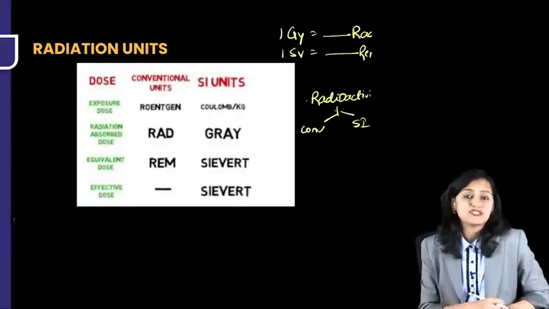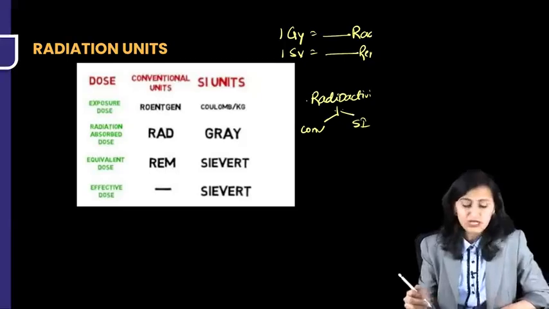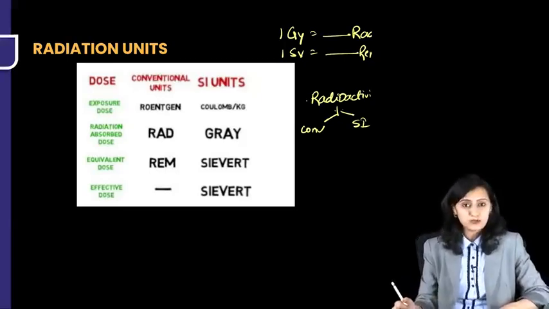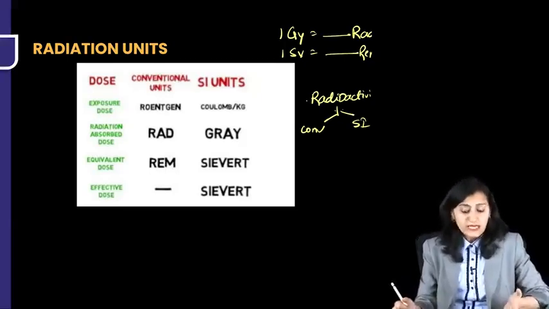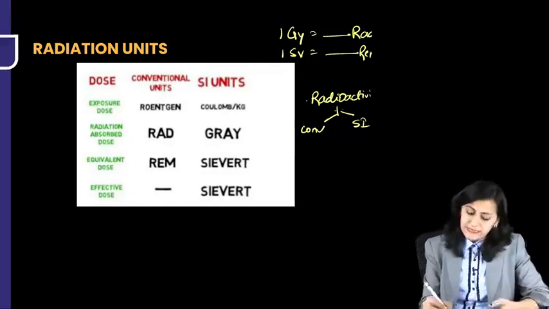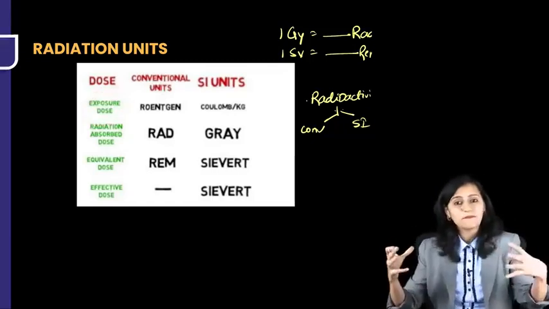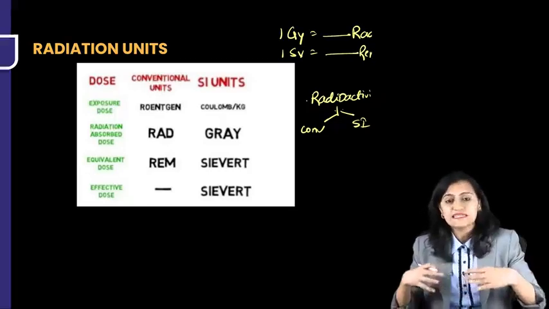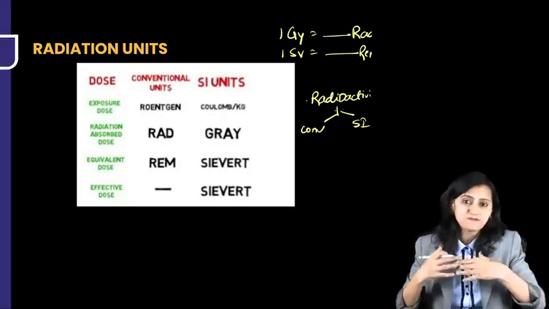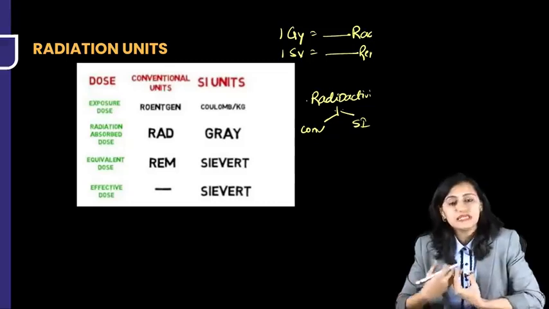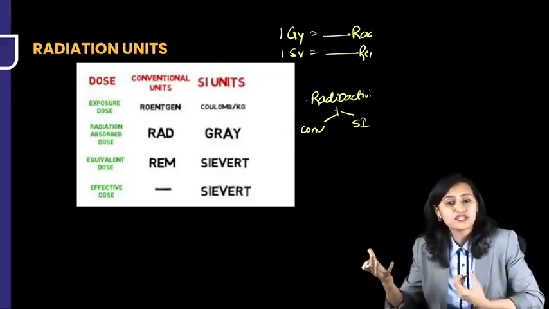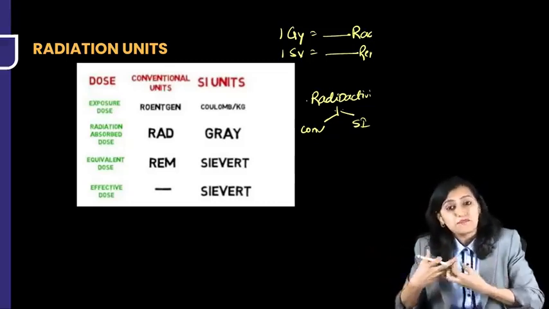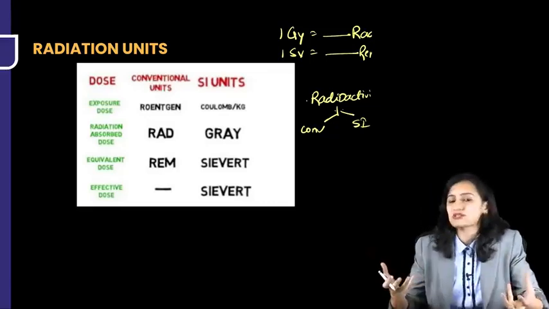Now coming to radiation units. What is the conventional unit, and what is the SI unit for radiation exposure, absorbed dose, equivalent dose and effective dose? So remember that the first thing that happens is the radiation exposure. First we are exposed to radiation, then we absorb the radiation, then depending on the type of radiation we have damage in the body. Depending on the tissue sensitivity we have damage in the body.